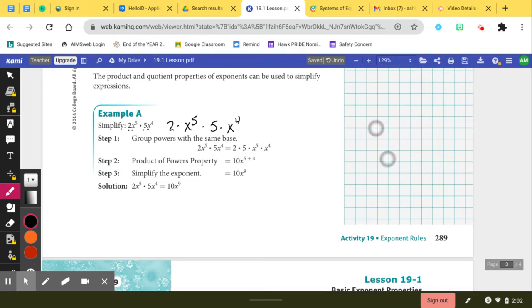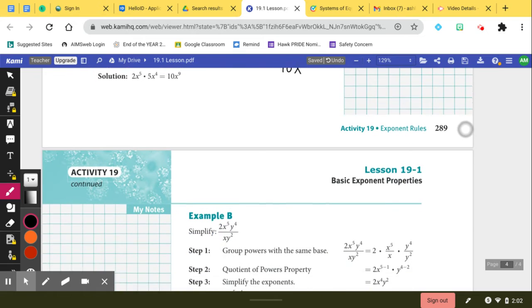So I want to multiply my coefficients first. So it'd be 2 times 5 times my exponents or my powers with the same base. So x to the fifth times x to the fourth. Well, we can do 2 times 5, which is 10. And like we saw in the previous video, if I'm multiplying powers with the same base, I can add their exponents. So this becomes 10 times x to the 5 plus 4. So this would be 10 times x to the ninth. So that simplifies. So let's do some more.